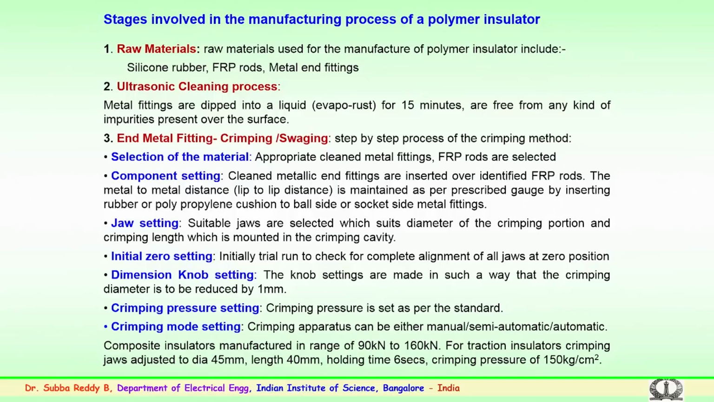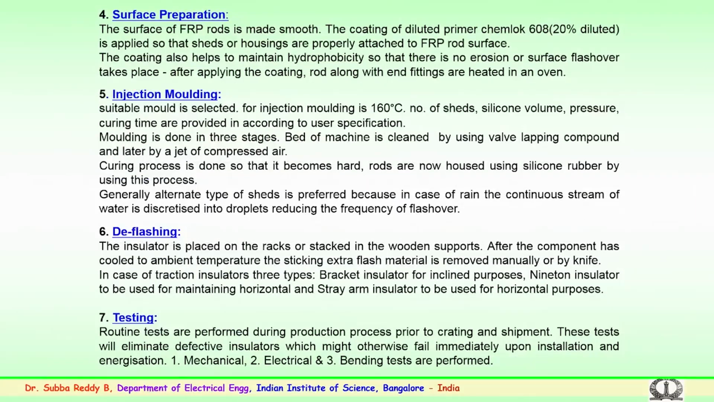So, the composite insulators which are presently being manufactured in the range of 90 kilonewtons to 160 kilonewtons or more, and for traction insulation, crimping jaws are normally adjusted to a diameter of 45 millimeter, length of 40 millimeter, for 6 seconds and a crimping pressure somewhere around 150 kg per centimeter. So, this is a typical example for the traction insulators of a particular length. So, the stages of crimping are also very important to be considered.